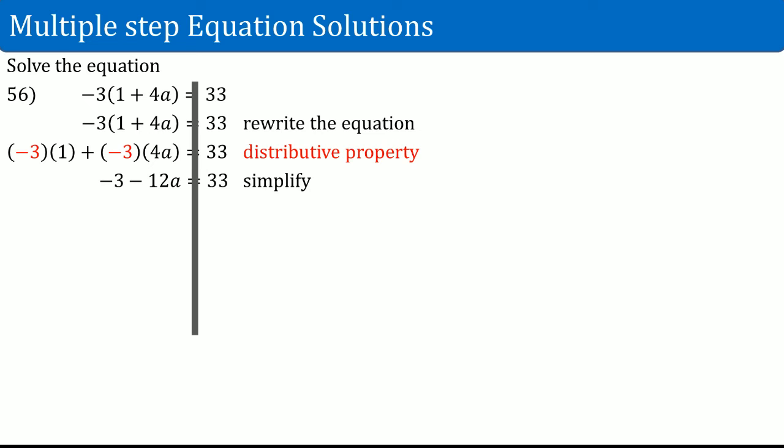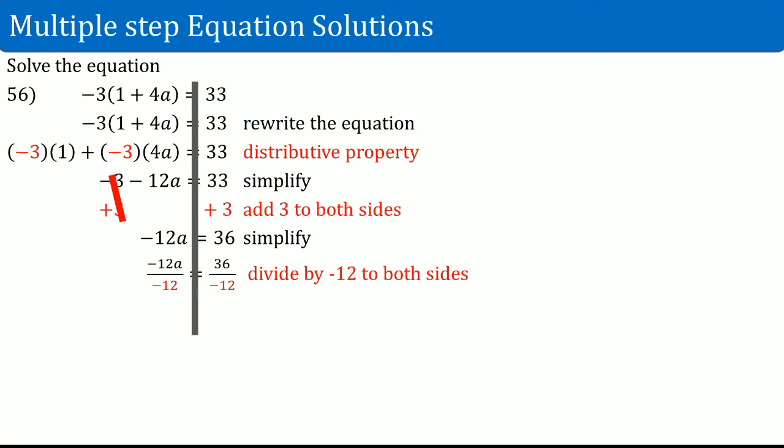Here it becomes a two-step problem, so you're going to get rid of the negative 3 first by adding 3 to both sides. The negative 3 plus 3 on the left-hand side cancels out, leaving you with a negative 12a. On my right-hand side, it becomes 36. Divide by negative 12 to both sides to get a alone. The negative 12 divided by negative 12 on the left-hand side cancels out, leaving you with an a. My right-hand side, 36 divided by negative 12 becomes a negative 3.